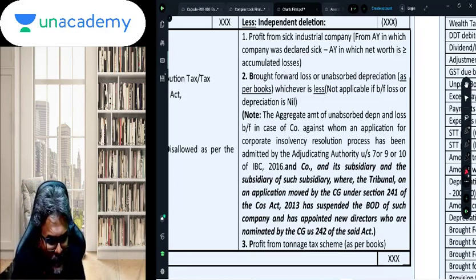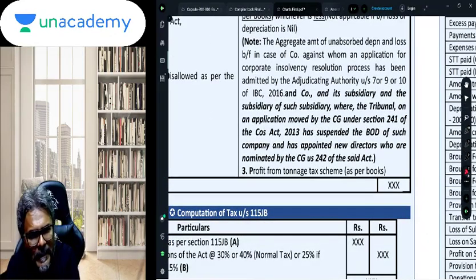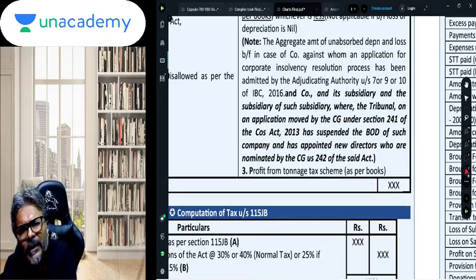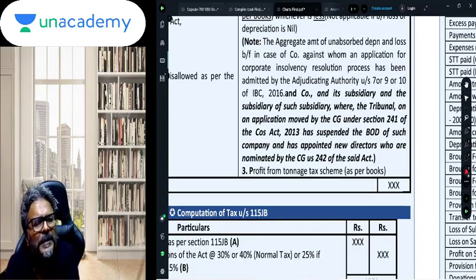But before that, students, the last point is about the profit from tonnage tax scheme. For the domestic company, they already have a presumptive basis of determining the PGBP as per the net tonnage of the vessel.